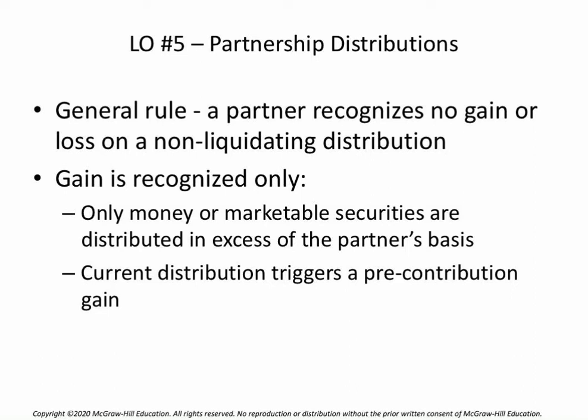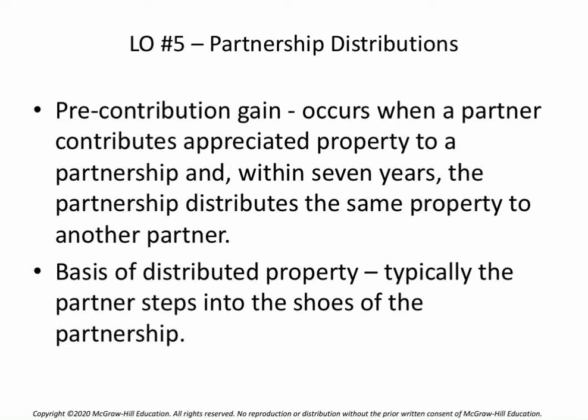We also are going to recognize gain for current distributions that trigger a pre-contribution gain. So what is a pre-contribution gain? That's when a partner contributes appreciated property to the partnership, and then the partnership immediately, or at least within 7 years, distributes the same property to another partner. This is kind of like washing the property through the partnership. It is, in effect, a sale or a transfer of the property from one partner to the other partner. On the basis of the distributed property, typically the partner would step into the shoes of the partnership.